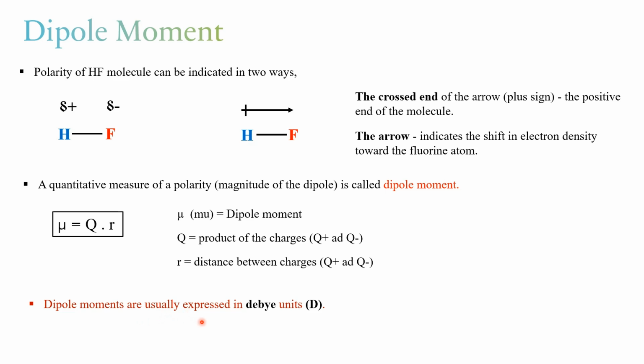The dipole moment unit is the debye, uppercase D. 1 debye is equal to 3.336 times 10 to the negative 30 coulomb meter. So you need this formula and this equality for calculations of dipole moment. So let's practice some examples in the next slides.